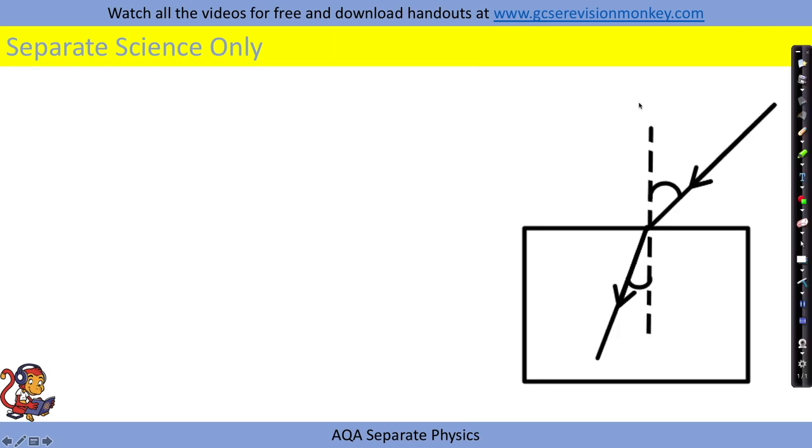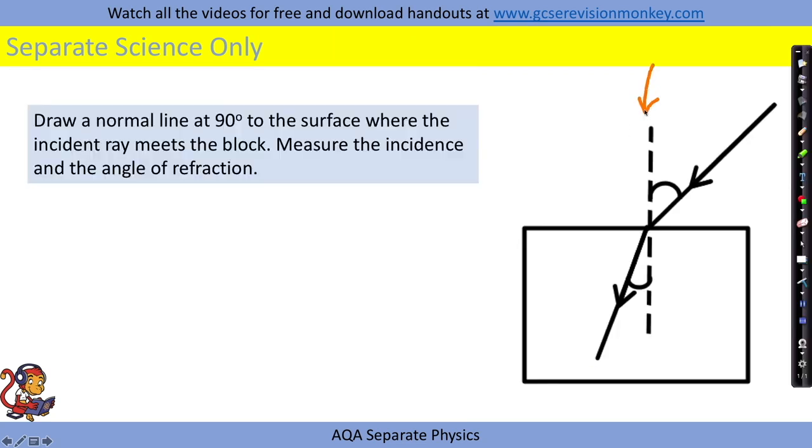Just like we did in our reflection diagrams, we need to draw a normal line at 90 degrees to the surface where the incident ray meets the block. So this is the incident ray going in. And we need to measure the angle of incidence, which is between the incident ray and the normal line, and the angle of refraction.